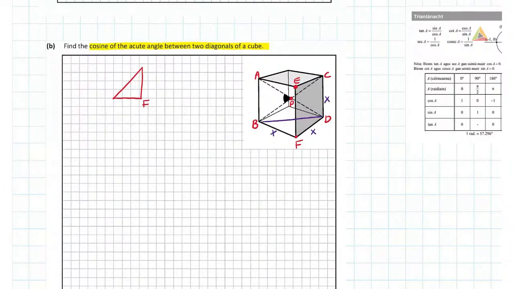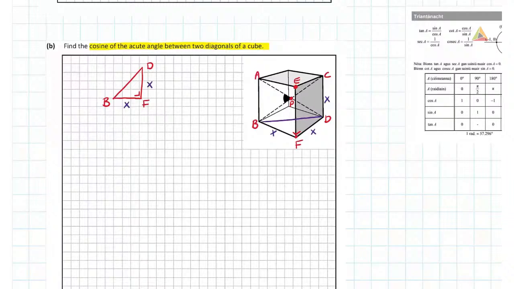So we have F, we have D, we have B, and as I've just marked, distance from B to F, I've called it X, and from D to F, I've called it X as well. And you might notice I've drawn that as a right angle triangle because it's a cube, so our angles at the corners are going to be right angles.